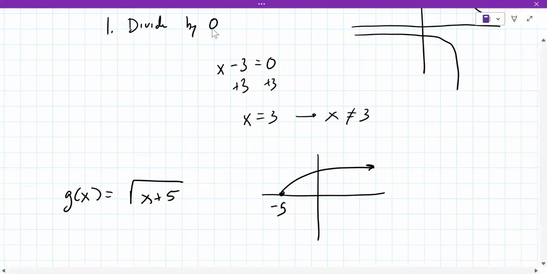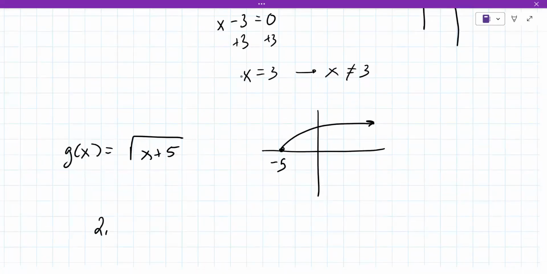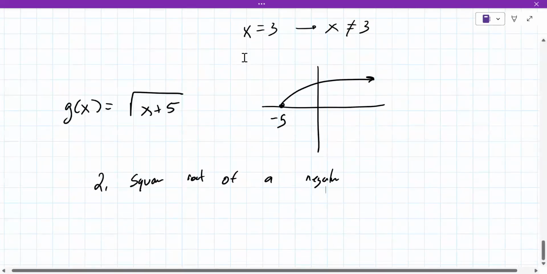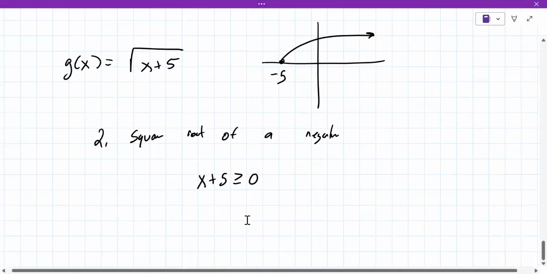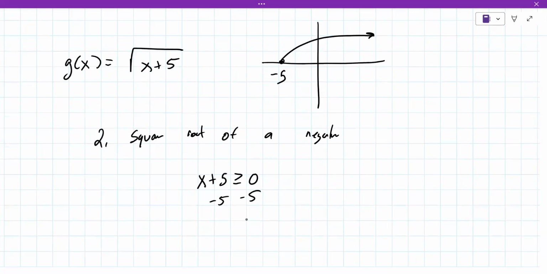Okay, so the second math commandment is that you're not allowed to take the square root of a negative. That's bad. So what that means is you set the inside part of the square root greater than or equal to 0. We did a little bit of this when doing composition, domain, and range, so this isn't too far outside the realm of possibilities. To solve this, you subtract 5 from both sides. X greater than or equal to -5.